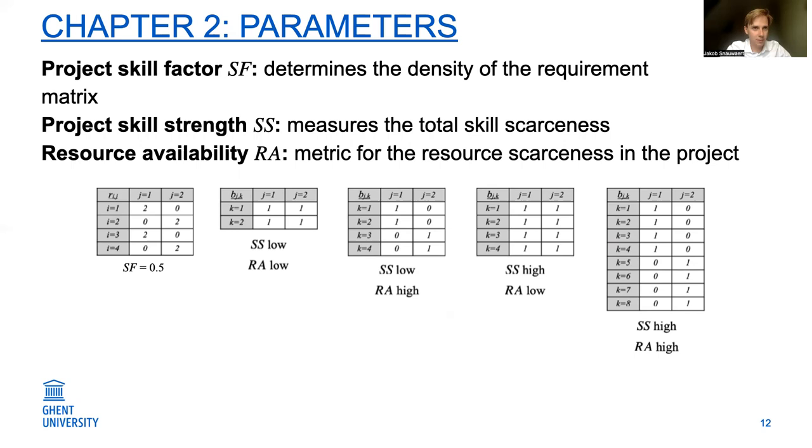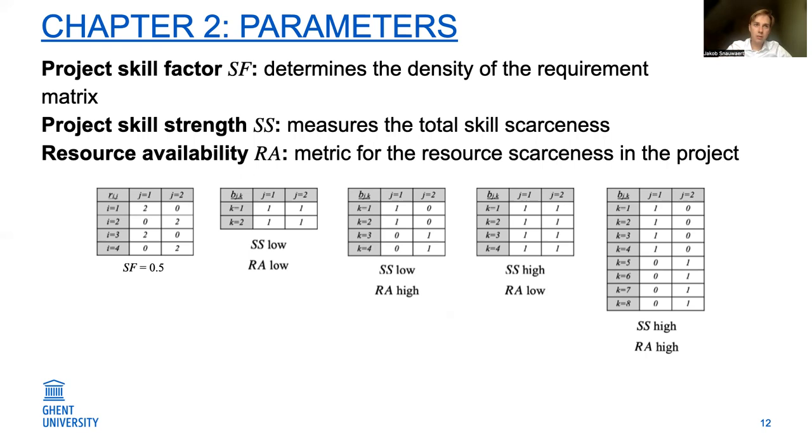Then we have the project skill strength, which measures the skill availability or the skill scarceness in the project, and it is calculated as the ratio of the amount a skill is available and the amount it is required by all the activities in the project. For the skill strength, we just look at the availability. So for example, if the project skill strength is equal to zero, that means that we have the minimum possible amount of skills available that can feasibly execute the project. Then we have the resource availability, which is a metric for the resource scarceness in the project. It is again looking in the range of possibilities for resources. So if the resource availability is equal to zero, that means that the minimum number of possible resources are available.